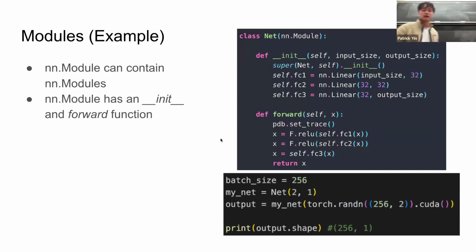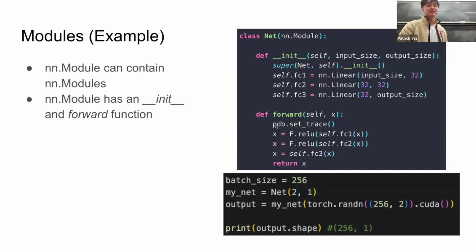So say we want to create a multi-layered MLP, or a multi-layered neural network using linear layers. What we need to do is create a new class, and say it's a subclass of nn.Module. And then the important 2 functions are init and forward. So in init, we can define all the layers that we want. In this case, we define 3 fully connected layers.